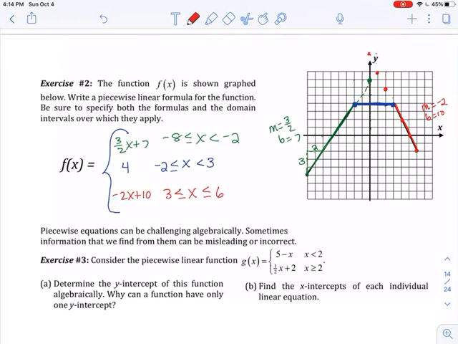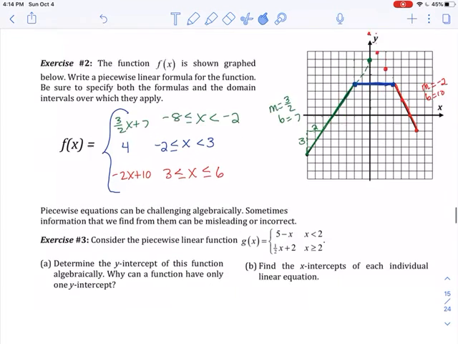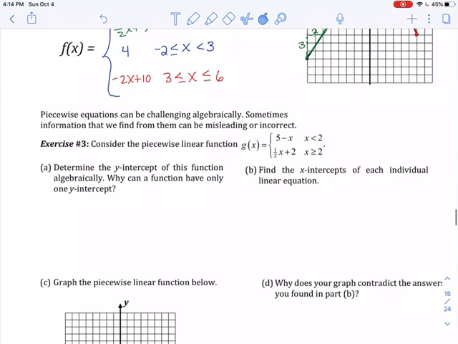Piecewise functions can be challenging algebraically. Sometimes information that we find from them can be misleading or incorrect. So if we're looking at exercise 3, consider the piecewise linear function g of x. When x is less than 2, it's 5 minus x, and when x is greater than or equal to 2, it's 1/2 x plus 2. Determine the y-intercept of this function algebraically. Why can a function have only one y-intercept?